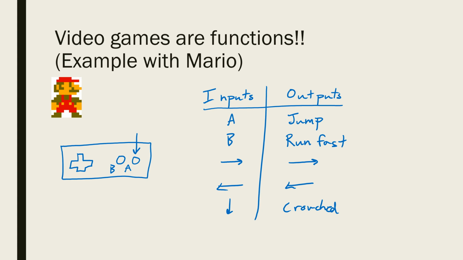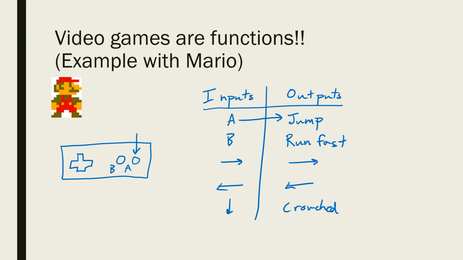Now, wouldn't it be weird if when I pressed the A button, not only did it jump, but also moved Mario right? Wouldn't that be kind of weird? Like, I don't want to press a button on my video game controller and have Mario do two different things. So this leads us into an important fact about functions, which is that each input should only do one output.